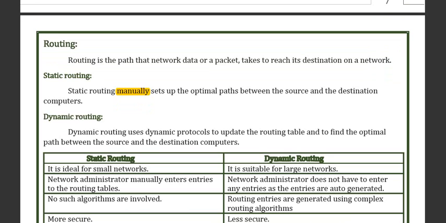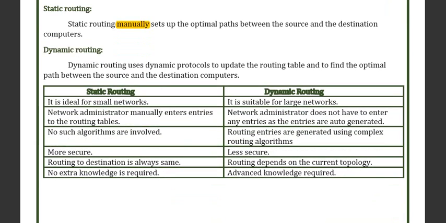Now routing. Routing means the work of finding a path. It determines how data will be sent from one place to another, what the path will be. Routing has two types, static routing and dynamic routing. Static routing is used in small networks, but dynamic routing is used in large networks. In static routing no algorithm is involved, but in dynamic routing an algorithm is involved. Static routing is more secure, but dynamic routing is less secure.